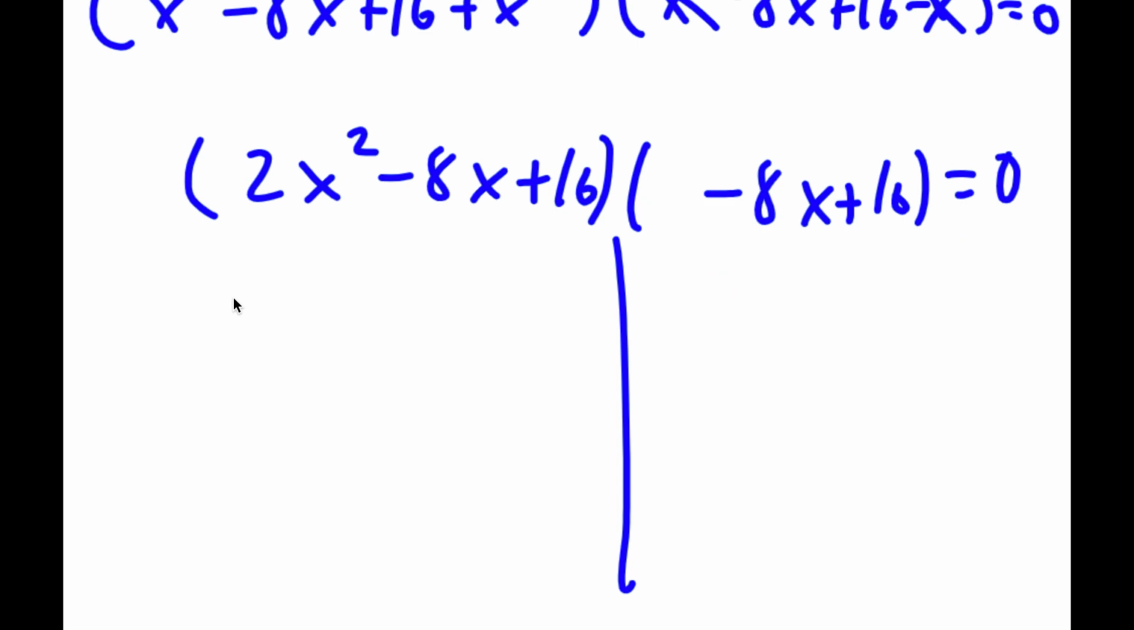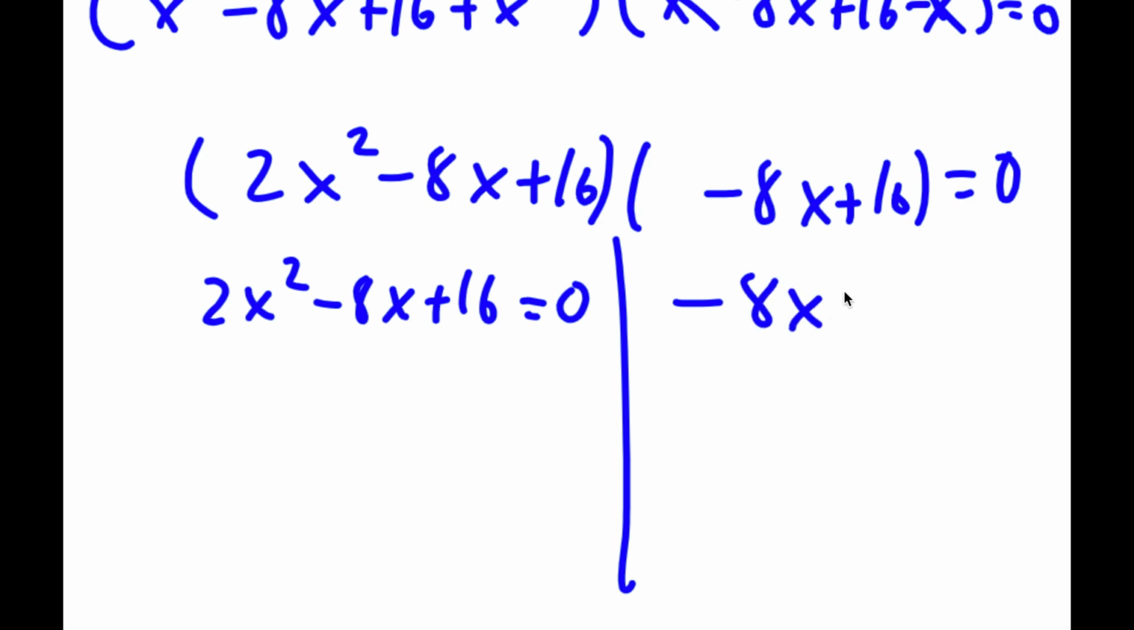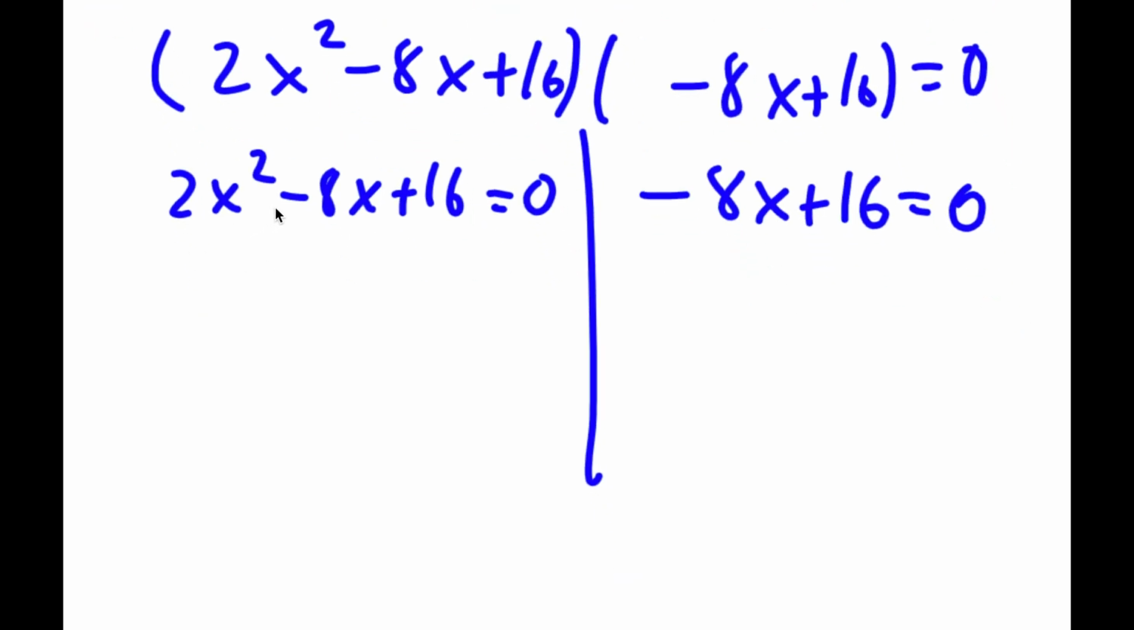So now this gives me two equations. I have 2x squared minus 8x plus 16 is equal to 0, and negative 8x plus 16 equals 0. So for 2x squared minus 8x plus 16 equals 0, I'm going to first start by dividing all my terms by 2. So now I have x squared minus 4x plus 8 is equal to 0.